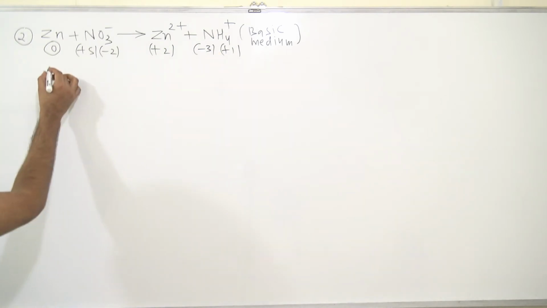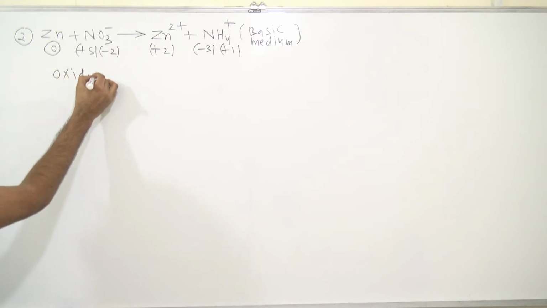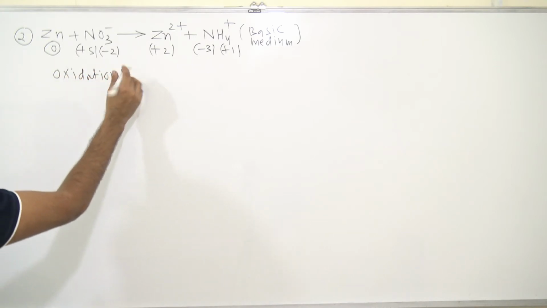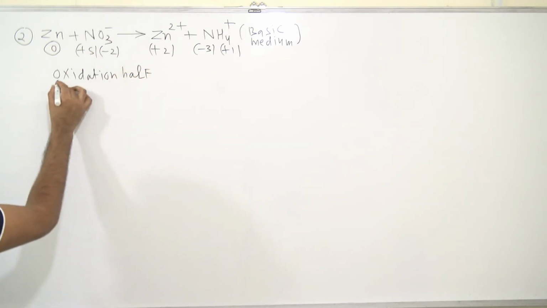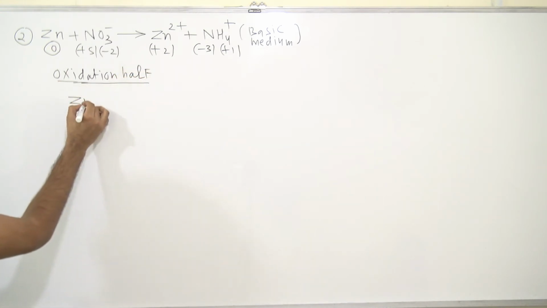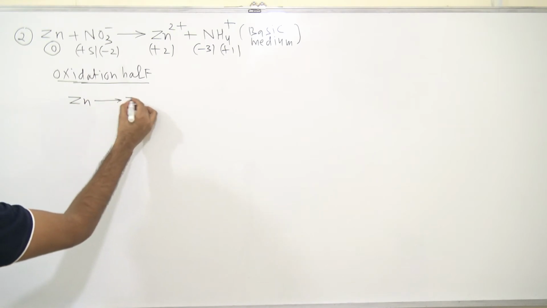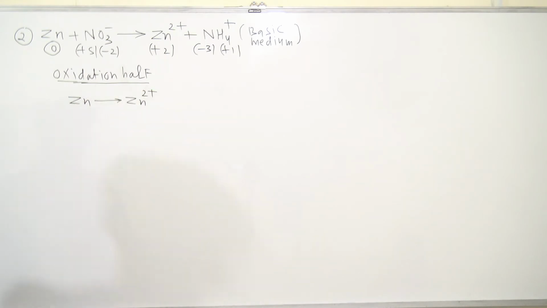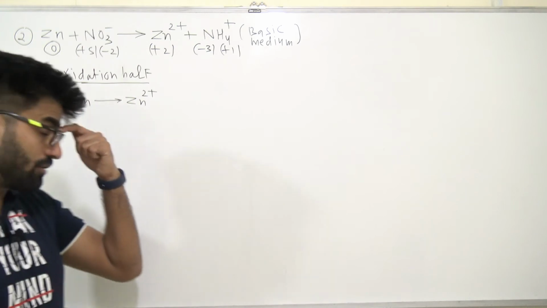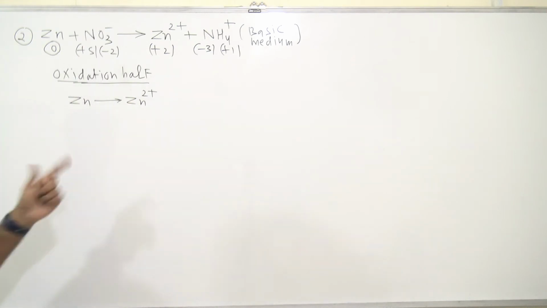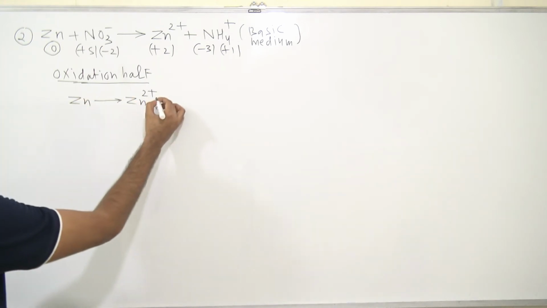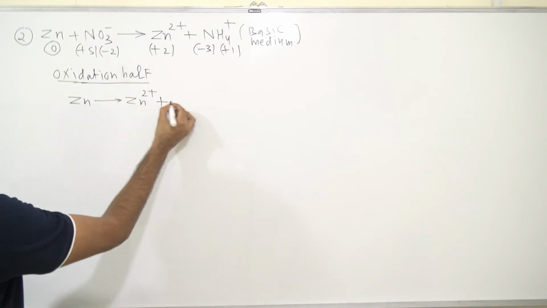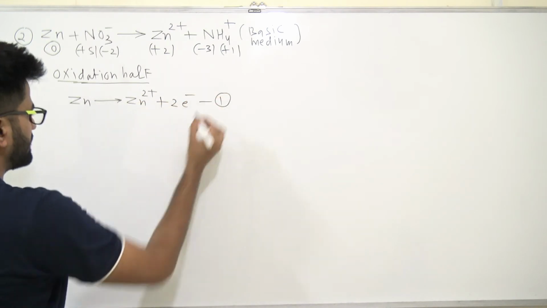So who's undergoing oxidation? Everyone write the oxidation half, right? So what is your oxidation half? Your oxidation half is zinc converts to zinc 2 plus. Balance all the atoms except hydrogen and oxygen. So zinc is already balanced. There is no oxygen, there is no hydrogen. So we will now balance charge. This is oxidation, loss of electrons. So the charge here is 0, so I need to add 2 electrons. This is my oxidation half.